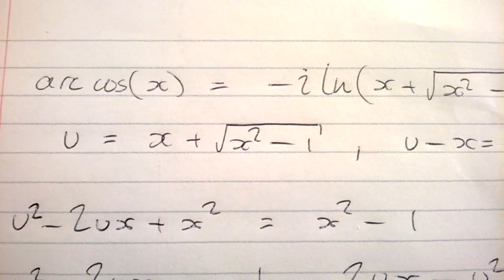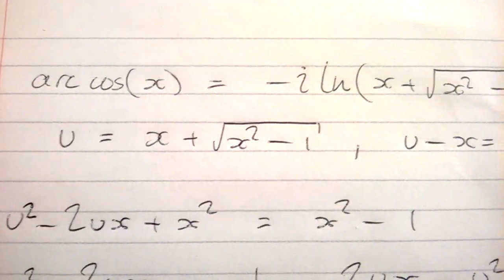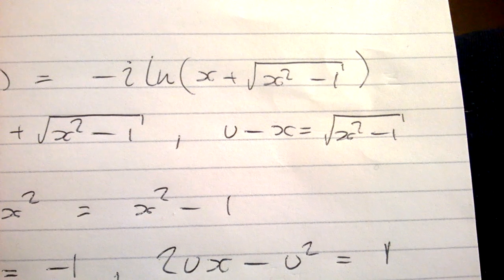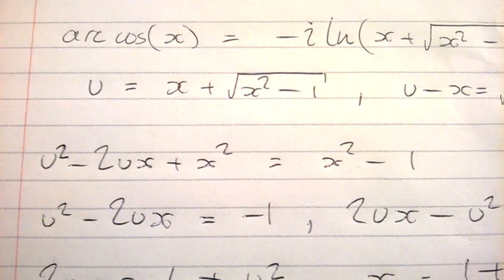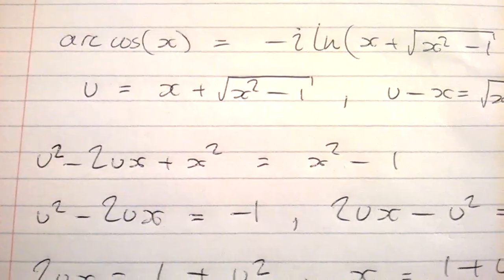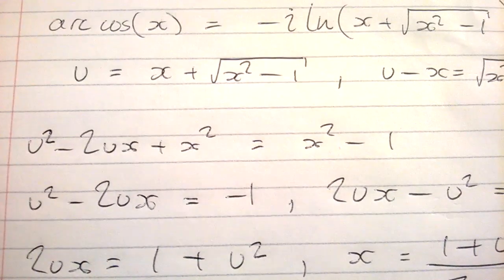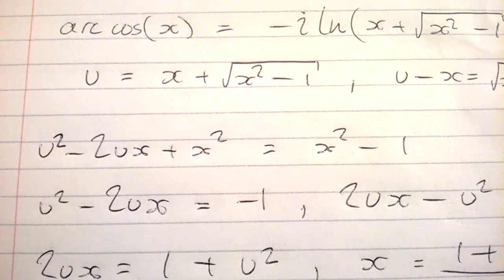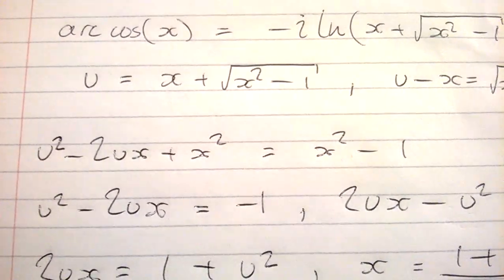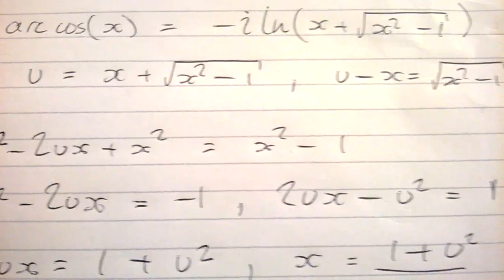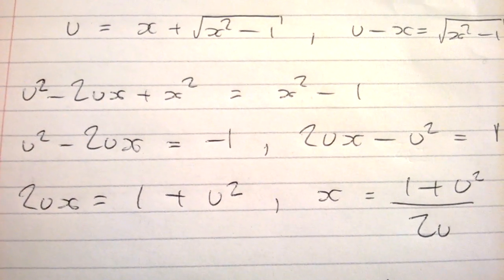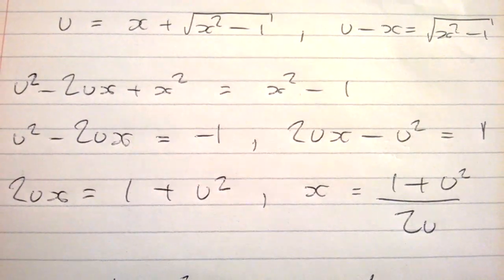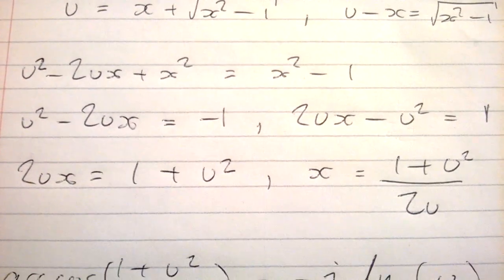Okay, so if I do another substitution and say u equals x plus root x squared minus 1, then u minus x equals the square root of x squared minus 1. Square both sides: u squared minus 2ux plus x squared equals x squared minus 1. Take away x squared from both sides, you've got u squared minus 2ux equals minus 1. Multiply both sides by minus 1 says that 2ux minus u squared equals 1. So 2ux equals 1 plus u squared, x equals (1 plus u squared) over 2u.